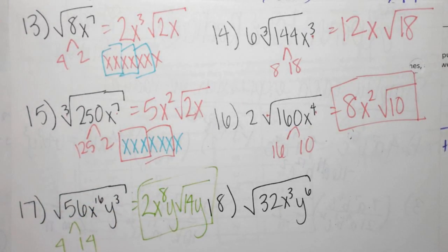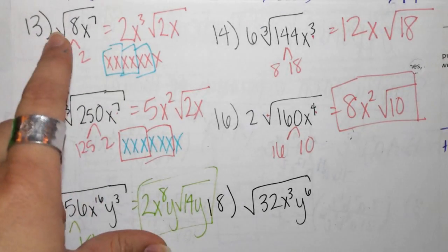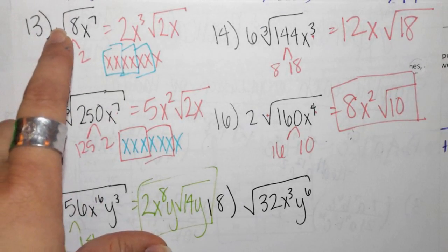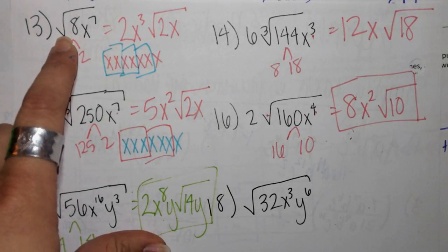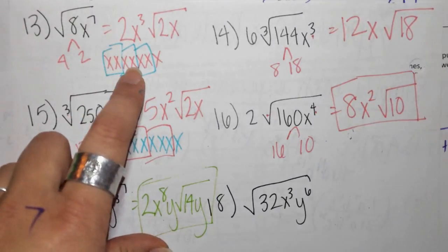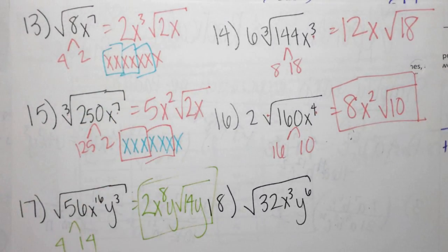So then you're on 13, why isn't there a 3 or anything? Because our index is 2 on this one. So when it's blank, remember we wrote that our index is 2. It's always 2 if it's blank. So we have groups of 2. We have 3 groups of 2 and 1 guy's left over.